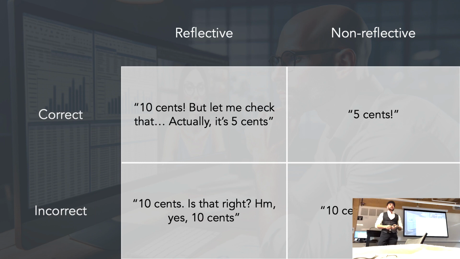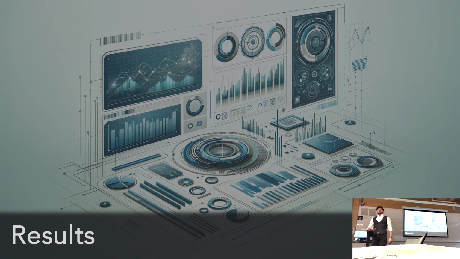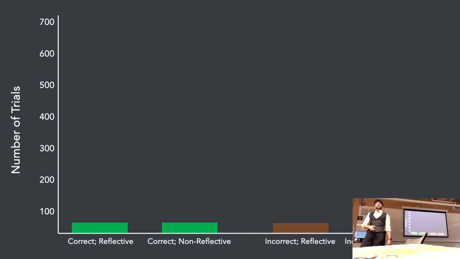Now, reflective means that they had one answer, they reflected on that answer, and they changed their mind in some sense. So that's fairly intuitive, I hope. Now, what did I actually find here? For simplicity, I'm going to show you the raw number of trials of each response type.